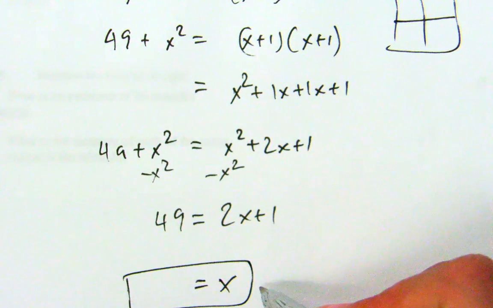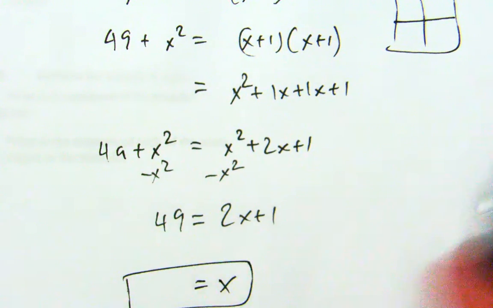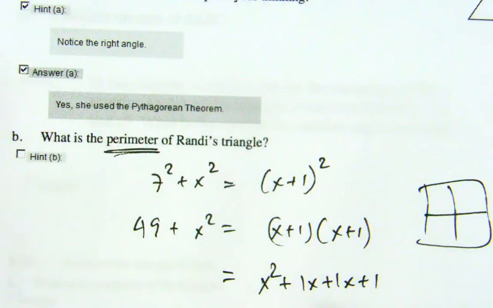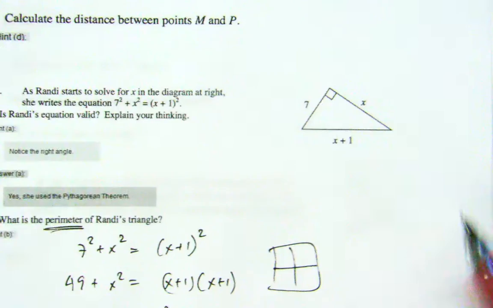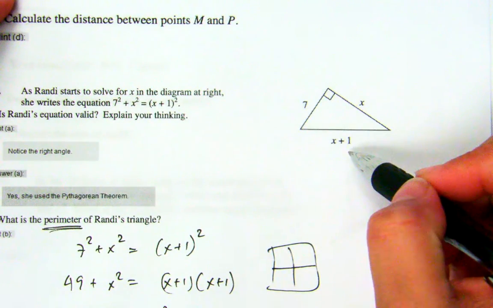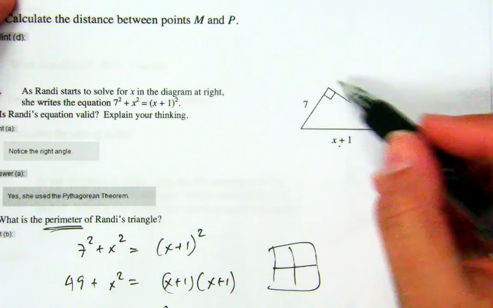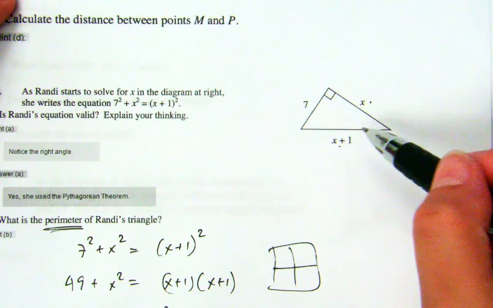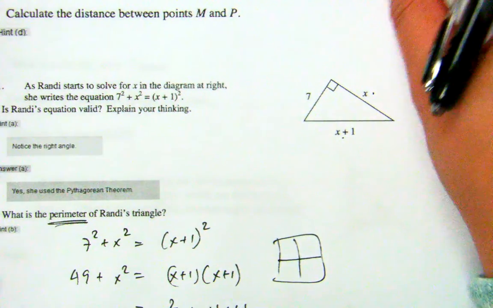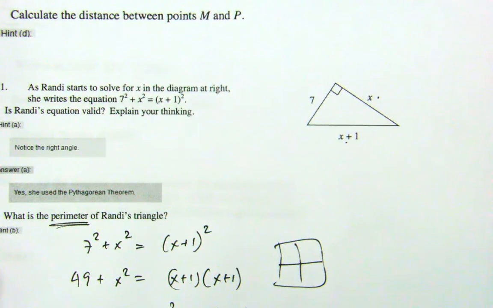Okay? And then actually answer the question. The question was, once you solve for x, what is the actual perimeter of the triangle? The perimeter being, add up all the sides. Well, you have to solve for x first, and then add up all the sides. That'll give you the perimeter. So that was number 11.